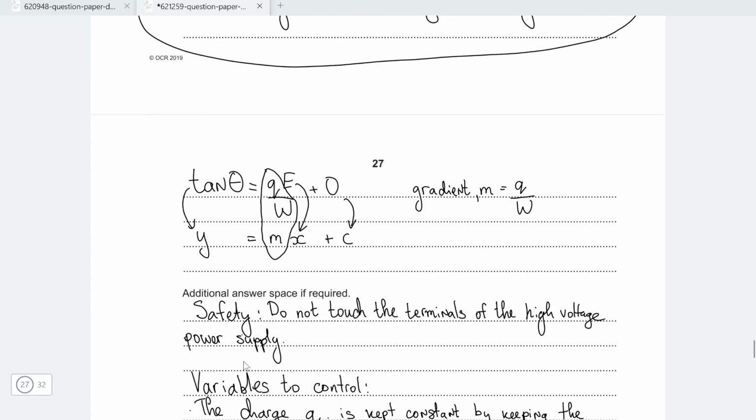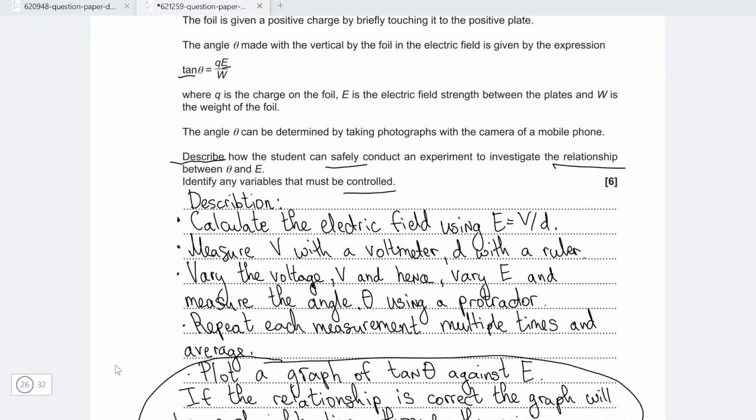Just a final check that we've looked at everything that we need to look at in this one. We've definitely described the experiment and how we can safely conduct it. We've mentioned something about safety, we've mentioned the relationship, and we've identified variables to be controlled. So I'm very happy with the answer to this question, and it's time to move on to the next one.